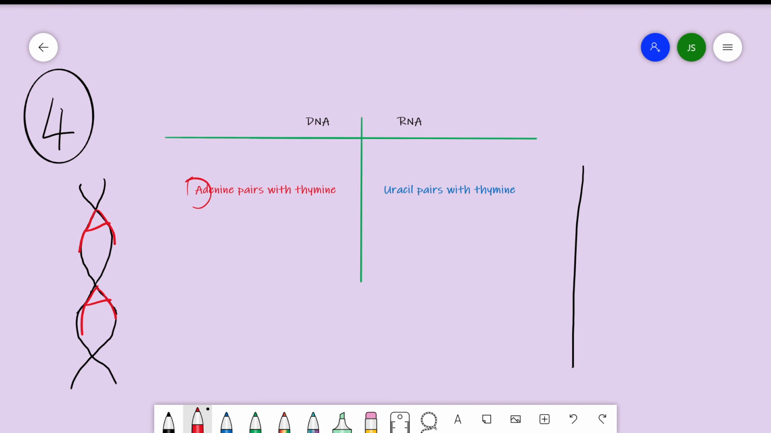For RNA, uracil pairs with thymine. So to remember this, think of the non-helical structure of RNA and then try to remember the U for uracil.